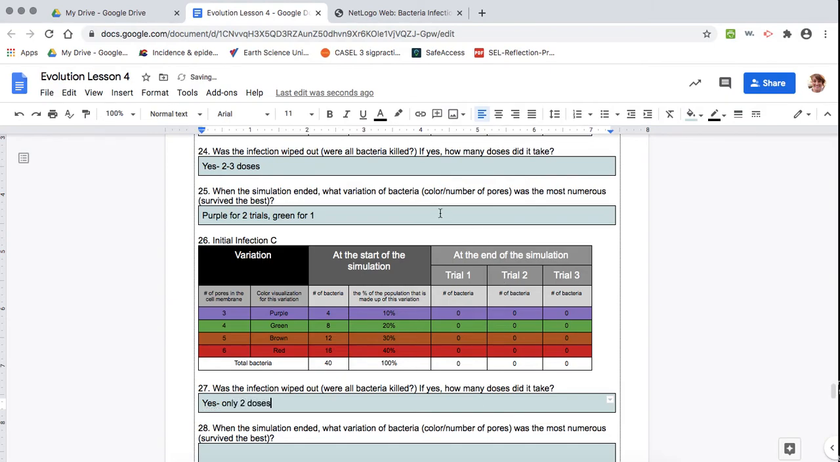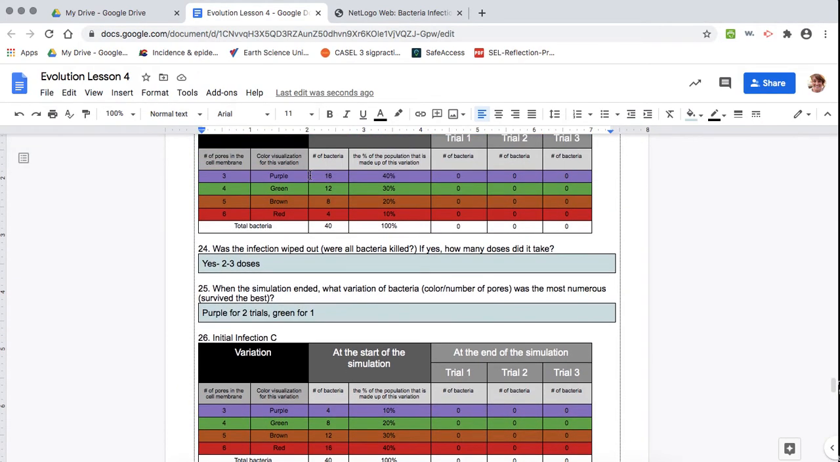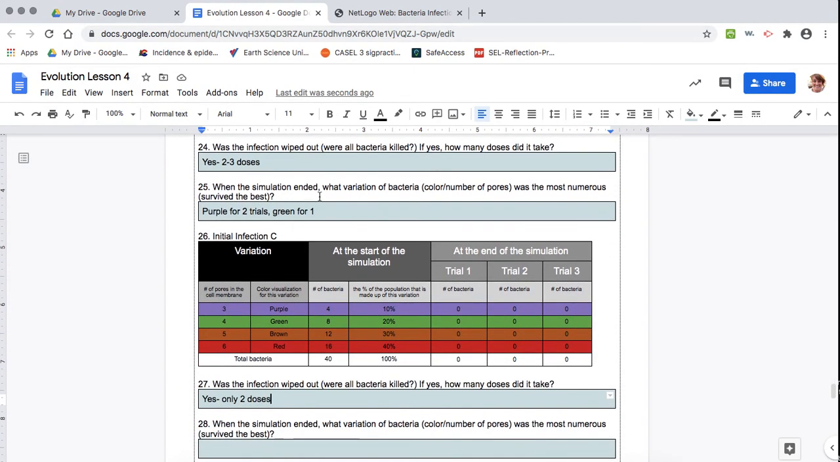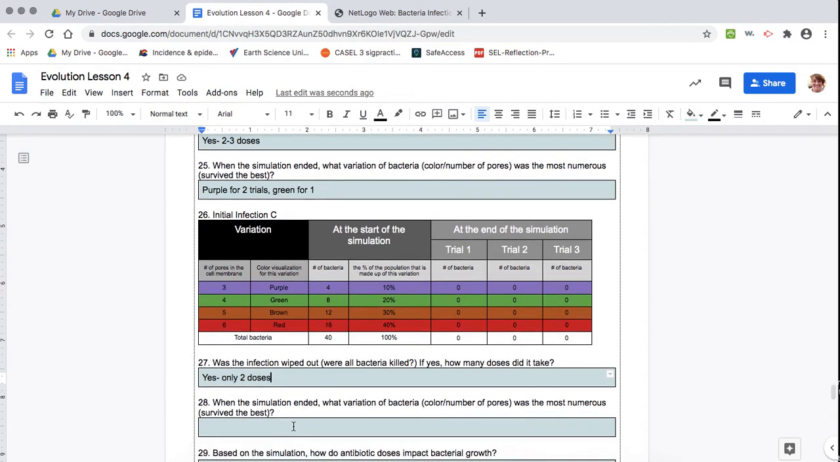So in the first 2 trials, we saw that sometimes it took 3 doses, and that it seemed like maybe purple lasted the longest. But you'll notice in this round of the infection, we started with the fewest purple and fewer green, and it only took 2 doses. So it seemed like there wasn't really an advantage that any of them had. Although in that last trial, I definitely saw purple lasting the longest, sometimes green.